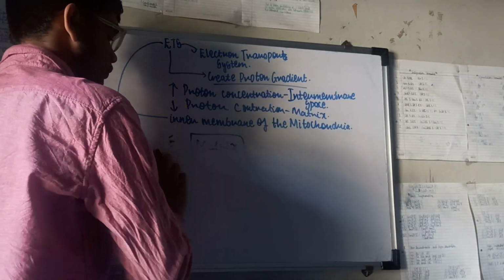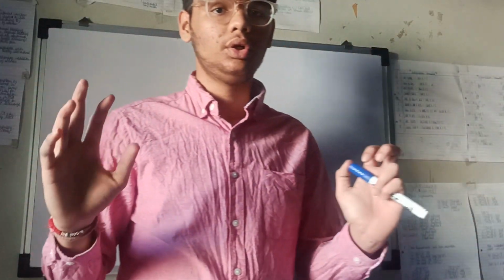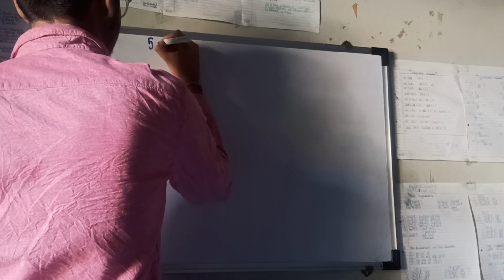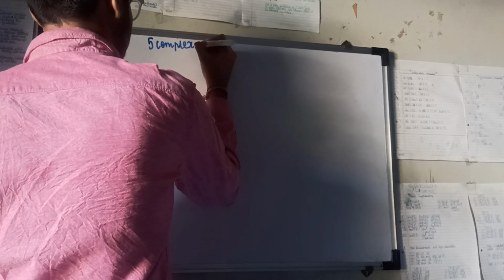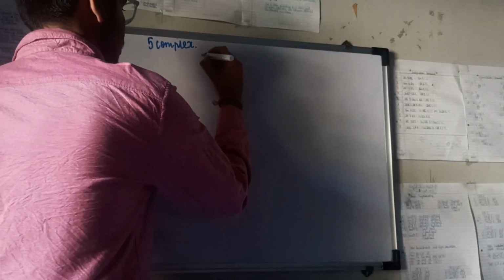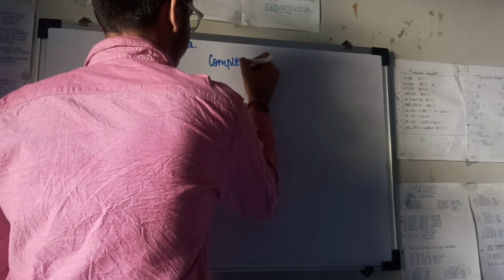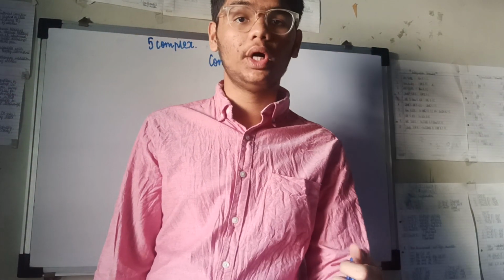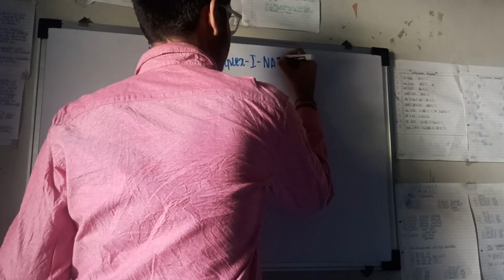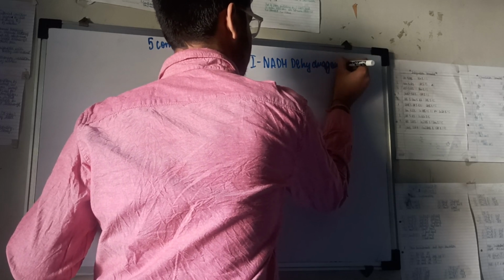Now I am rubbing the board. Next, I will start with the basics. For this, we require 5 complexes. Let's write the name of each complex, one by one. So complex 1. Complex 1 is the NADH dehydrogenase complex.